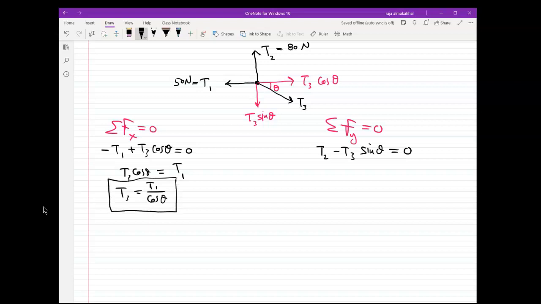There are different ways of doing it. This is just my way. I'm going to do the same thing when we solve for T3. So I have T3 sine theta is equal to T2. So therefore, T3 equals T2 over sine theta. Okay? So I have those two equations. Logically, they're equal to each other, right? Because they are T3, T3. So I can equate them together.